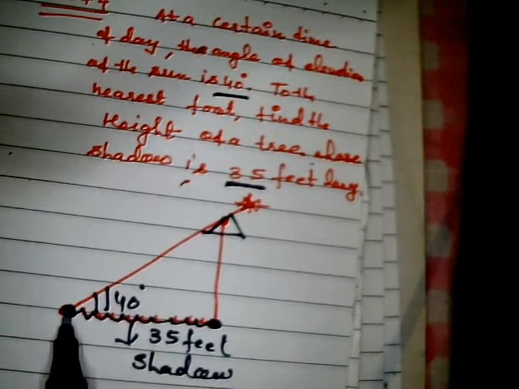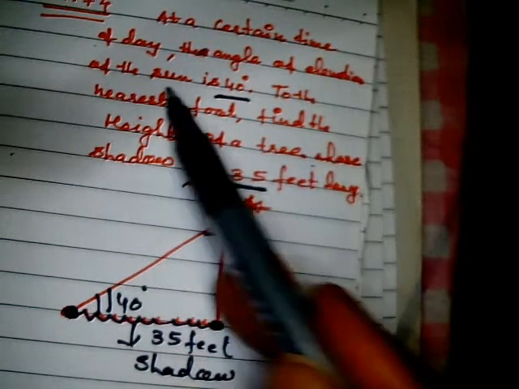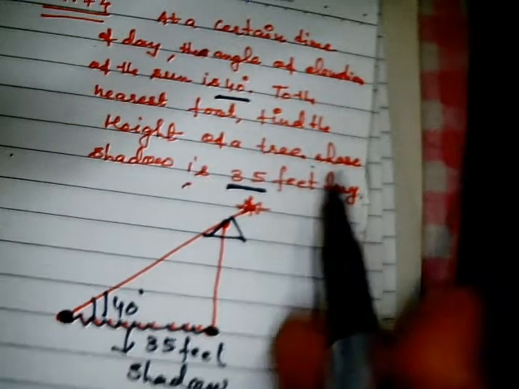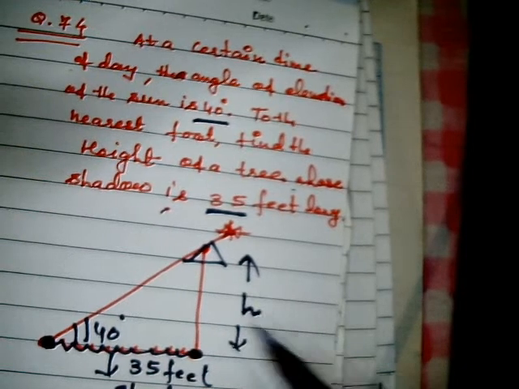And what do I need to calculate? At a certain time, given the angle of elevation, to the nearest foot, find the height of the tree. This height I need to calculate. So I am going to represent the height with h, and this is a right angle triangle. I have given the names.